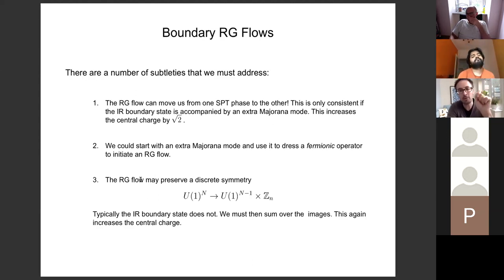Sometimes you perturb by an operator and you don't break U(1)^n to U(1)^(n-1), but there's an extra discrete symmetry which is left. And if you look at the candidate boundary state in the infrared, that candidate boundary state is not invariant under that discrete symmetry. Now, again, that's problematic. You had a discrete symmetry everywhere down the RG flow. There has to be a discrete symmetry that survives in the infrared. The only thing to do is to sum over the images of that boundary state. Again, this raises the central charge.